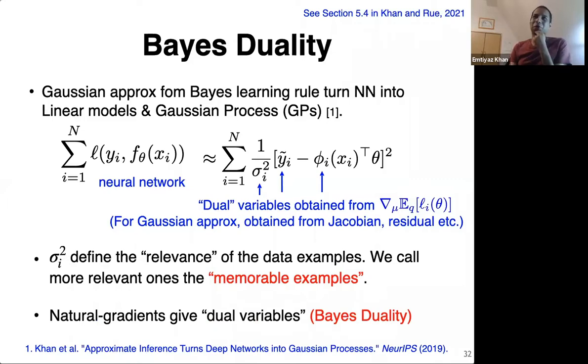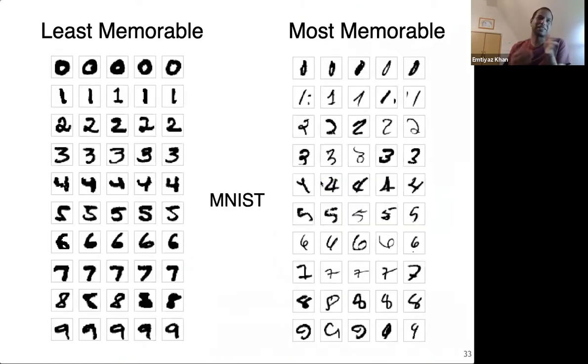So some big announcement is going to come in a few days, so I'm going to reveal why we're doing all of these things. But right now, it's just a footnote here that we call this Bayes duality because of this dual relationship. But this helps us to look into the dual view, helps us to understand what happens to these fixed points. If you remove some examples from there, then it gets disturbed the most. And those examples are kind of the weird ones. So these are the most memorable examples.